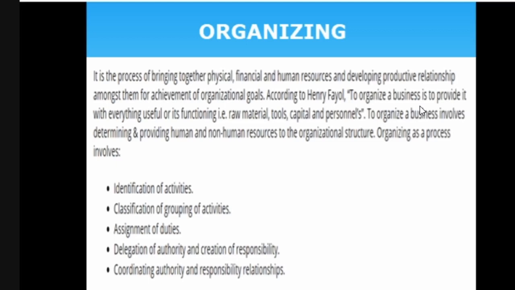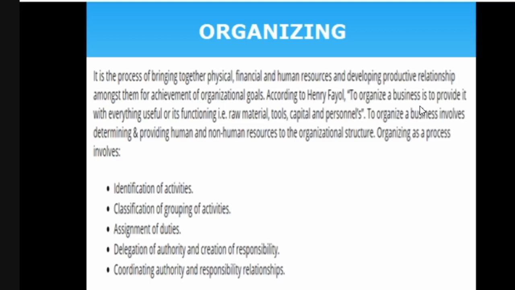So Henry Fayol says that to organize a business is to provide it with everything useful for its functioning: raw material. To organize anything, you need to provide everything, right? So for example, in a library, if you want to organize books, you need racks, right? You definitely need racks. You need spaces. Everything should be there. The raw material should be there. Without racks and shelves, how will you keep the books in organization? You have to pile them up on the floor only. That is not good. So organizing should ensure all the raw materials also.